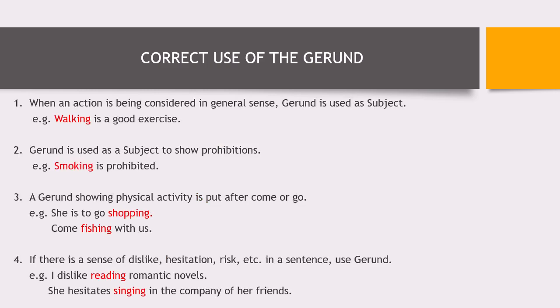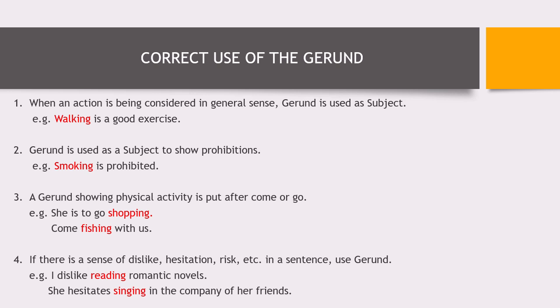Correct use of the gerund. 1. When an action is being considered in general sense, gerund is used as subject. For example, walking is a good exercise. 2. Gerund is used as a subject to show prohibitions. For example, smoking is prohibited. 3. A gerund showing physical activity is put after come or go. For example, she's to go shopping. Come fishing with us.